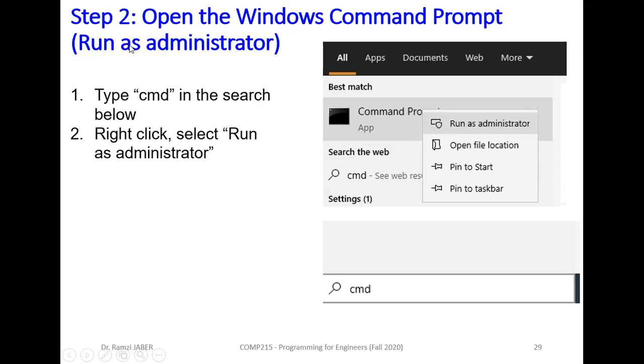Step 2, open the Windows command prompt, run as administrator. How? Type CMD in the search box below. Then right click your command prompt and select Run as administrator.